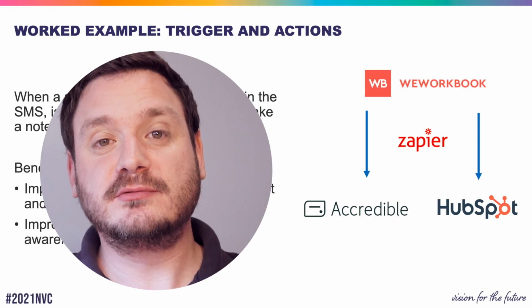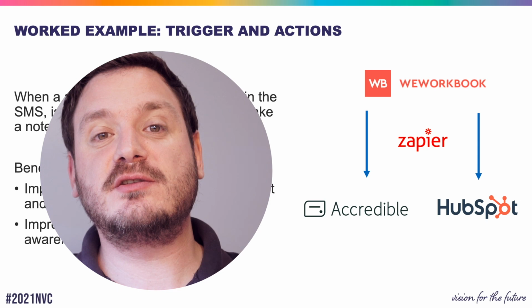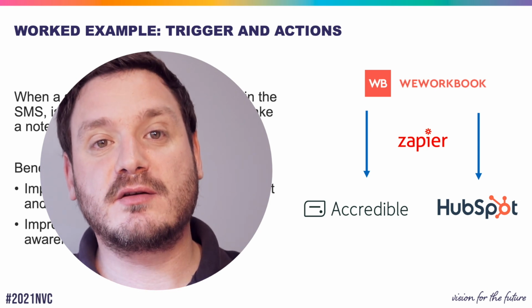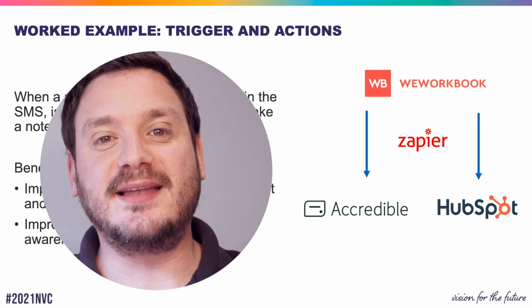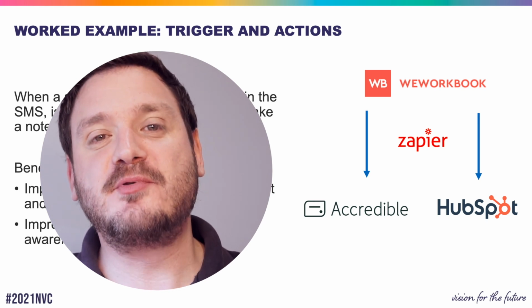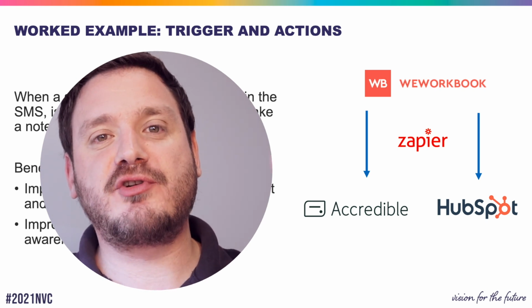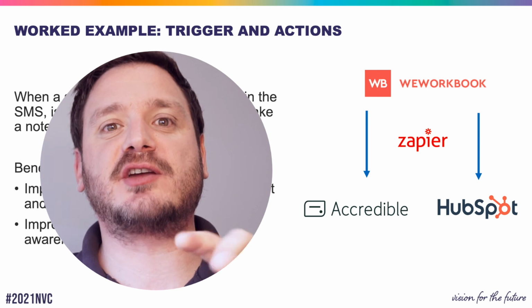So that was pretty cool, finding out that a student's competent and issuing them a micro-credential, a digital badge, all automated, and then putting a note of that in HubSpot. So one trigger and taking 2 actions based on that.